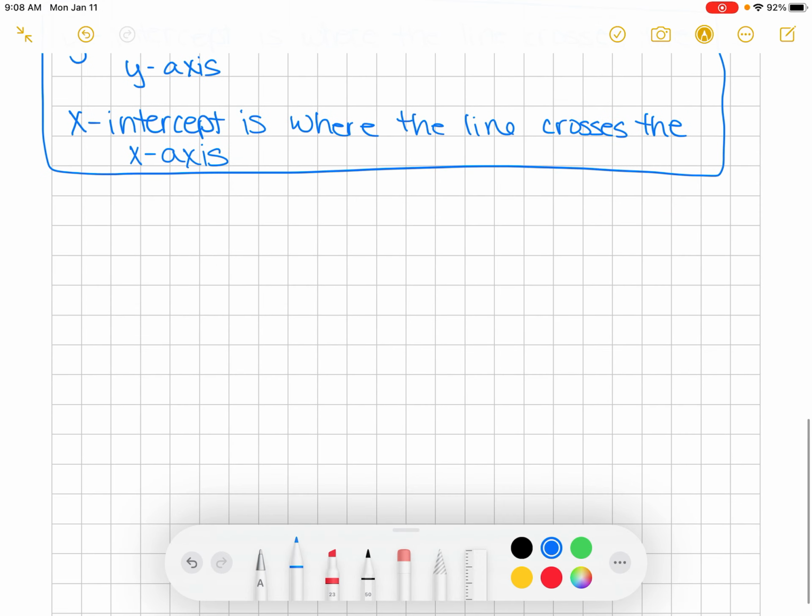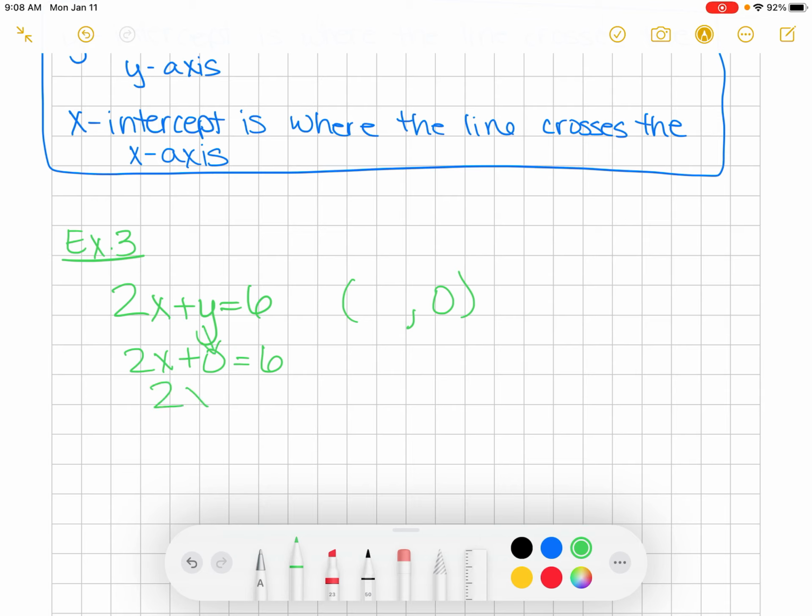Okay, let's do another example where we do that without graphing it. So example 3 is figuring out x and y intercepts. Here's the equation, 2x plus y equals 6, and they want you to figure out the x and y intercept. So I'm going to put a 0 in place of either one first. Let's go ahead and do the y. I'm trying to figure out this point where y is 0. So if y is 0, then I have 2x equals 6, divide by 2, x is 3.